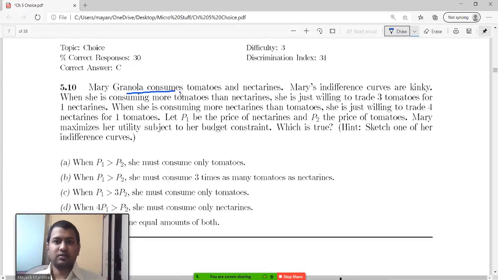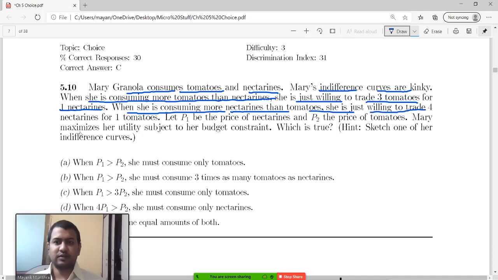Mary Granola consumes tomatoes and nectarines. Mary's ICs are kinky. When she is consuming more tomatoes than nectarines, she is willing to trade 3 tomatoes for 1 nectarine. When she is consuming more nectarines than tomatoes, she is willing to trade 4 nectarines for 1 tomato.